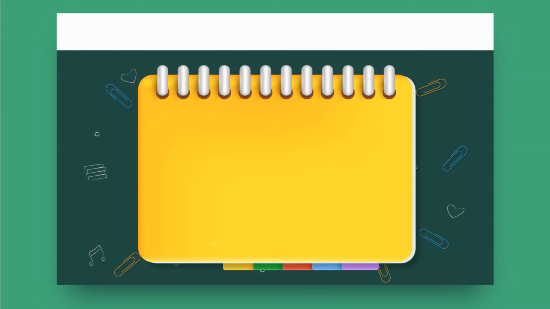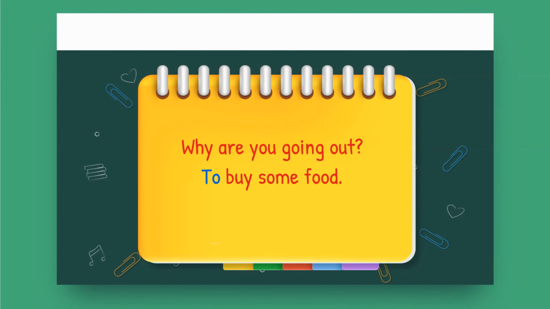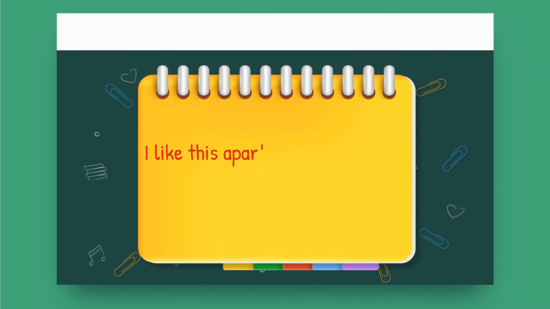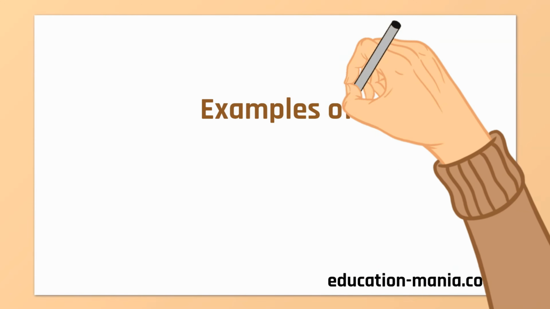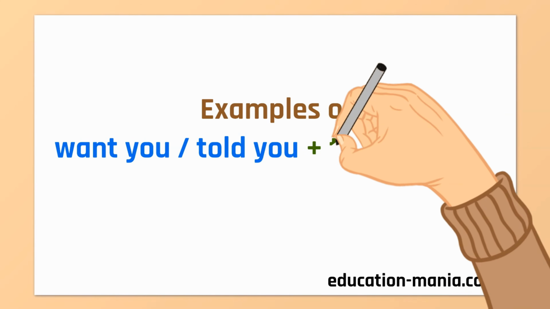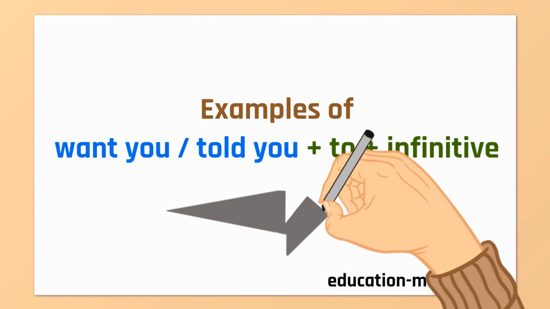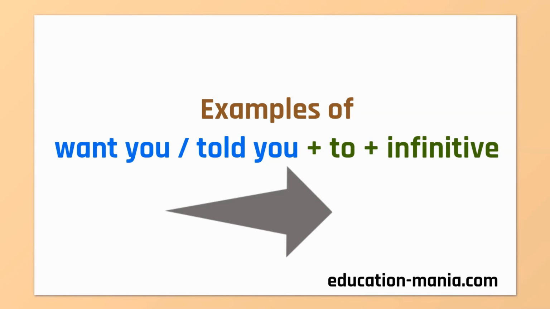Why are you going out? To buy some food. I like this apartment. I wouldn't like to move. I learned to swim when I was 5 years old. Examples of want you and told you plus to plus infinitive.